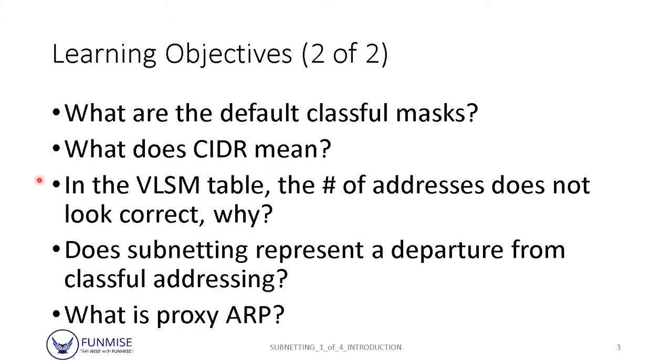In the VLSM table, that's variable length subnet mask table, the number of addresses does not look correct. Why? That's the important question we cover today. Does subnetting represent a departure from classful addressing? What is Proxy ARP?